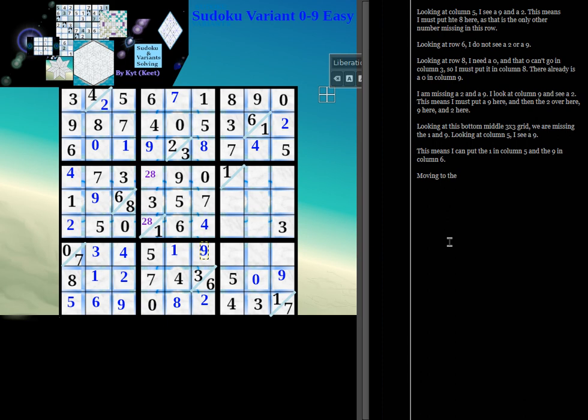Moving to the right, I am missing a 2, 6, 8. I will look above and not see a 2, 6, or 8 that is doubled in any column. I will simply put in marks.